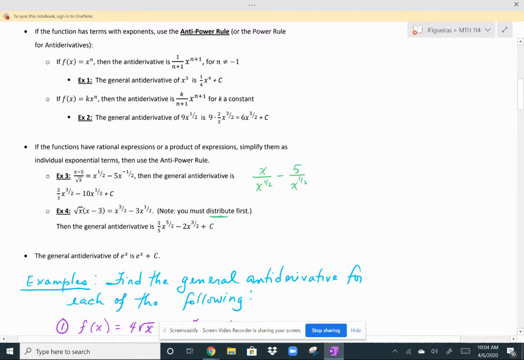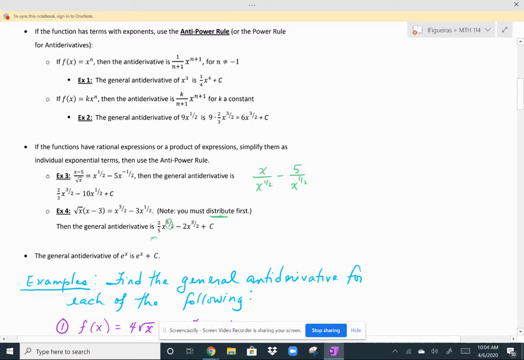So you have to add your exponents. Square root of x times x gives me x to the 3/2. And then square root of x times negative 3 is minus 3x to the 1/2. Then we apply the anti-power rule to those two terms. So when you add 1 to 3/2, you get 5/2. Multiply by the reciprocal, that's 2/5.